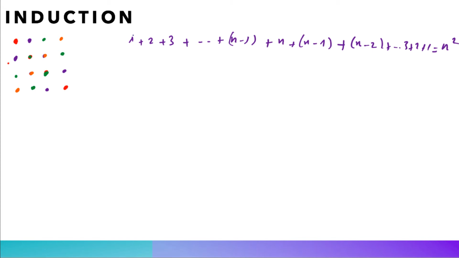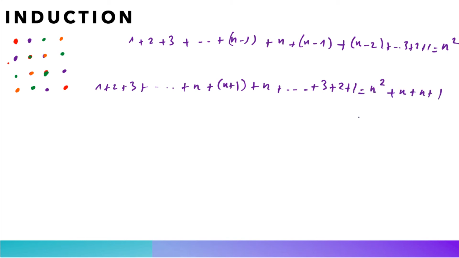Let me remind you that we would like to prove that this actually holds for n plus 1 as well. Indeed, in the next step, we will have to add n here and n plus 1 again, in which case we have 1 plus 2 plus 3 plus ... plus n plus 1 plus n again, and going backward, plus 3 plus 2 plus 1 is equal to n squared plus n plus 1. And this is obviously equal to n squared plus 2n plus 1, which is also equal to n plus 1 all squared. Bingo!